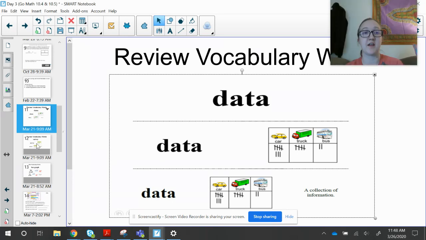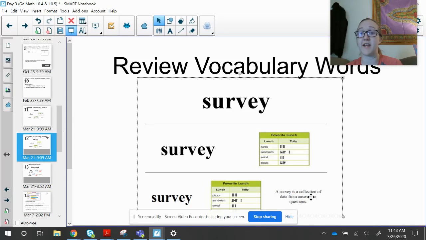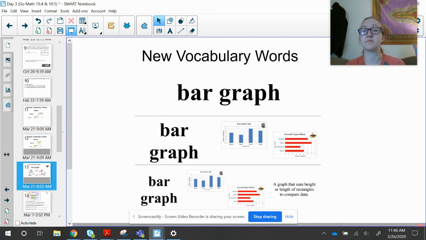Perfect. The next thing we're going to go over is what a survey is. A survey is a collection of data from answers to questions. So that is a survey. It's oftentimes shown like here in a chart with tally charts. Bar graph. The one we're focusing on today is bar graph. And a bar graph is a graph that uses height or length of rectangles to compare data. And we're going to go more into that today.